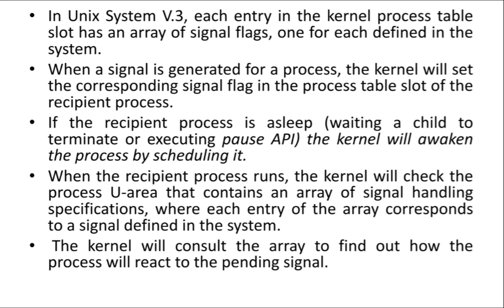Whenever the recipient process runs, it's the kernel's task to check the process area that contains the array of signal handling specifications, because then only it can identify which entry of the array corresponds to a signal, right? The kernel will consult the array to find out how the process will react to the pending signal, because the process has to take the decision. It can do three things. Either it can take the default action of the signal, or it can ignore the signal, or it can call the user defined handler function, right?